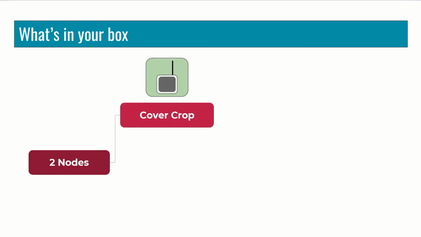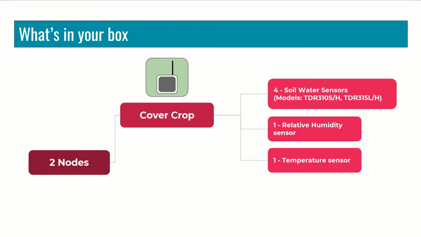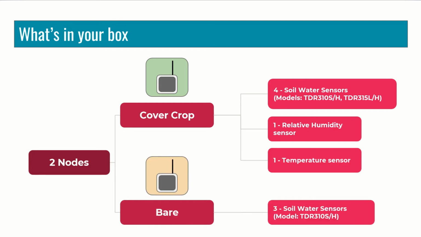In addition to the gateway, you'll have two nodes and some sensors in your box. Nodes designated for the cover crop treatment connect to 6 sensors. 4 measure soil water content, 1 is a combined relative humidity and temperature sensor, and the last sensor is for measuring temperature below one of the cover crop residue bags for the decomposition study.